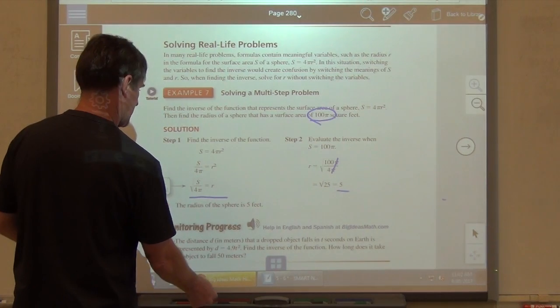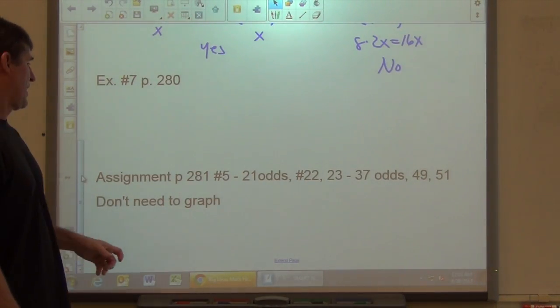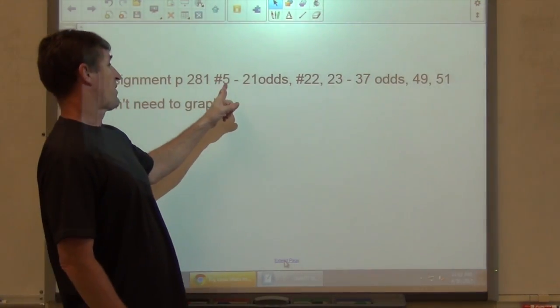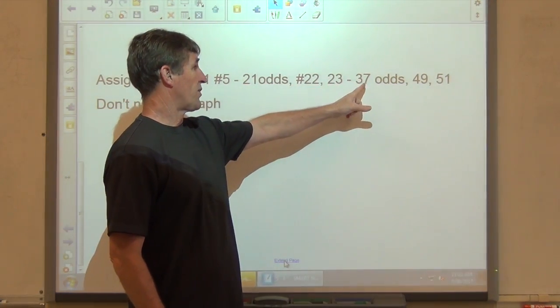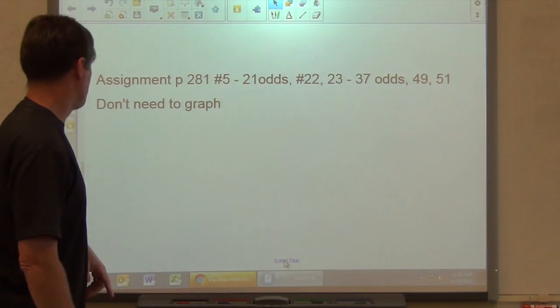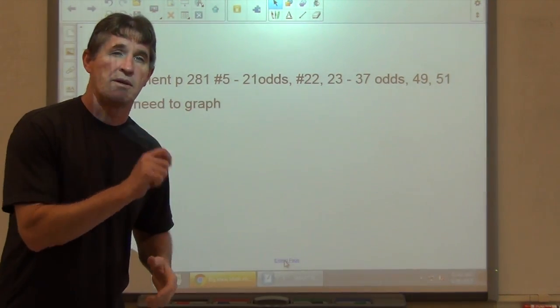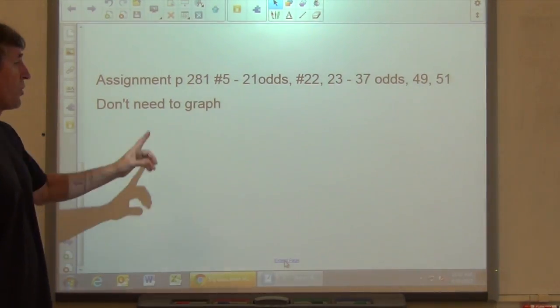And so that completes 5-6. Your assignment on this is page 281, numbers 5 to 21, the odds. Also number 22, and then 23 to 37, the odds, and then 49 and 51. Remember, you don't need to graph these. Again, I'm going to assume that you could plug the values in and switch the x's and y's and plot the points. So, good luck on this.